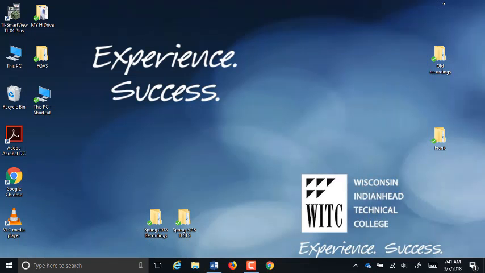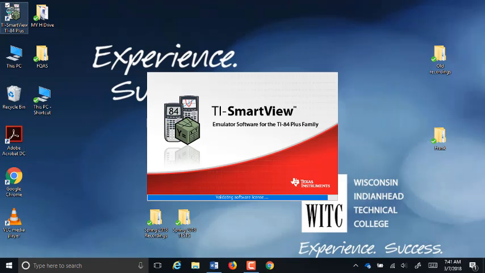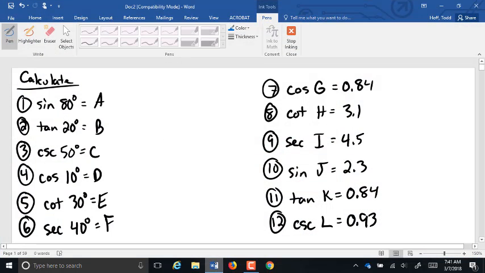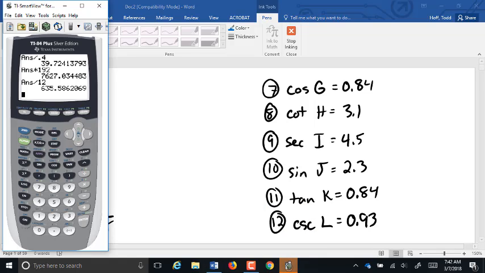Okay, so for the first one here, we're coming back, don't worry. Sine of 80 degrees equals A. All we have to do is type in sine of 80, making sure we're in degree mode, we get 0.9848.